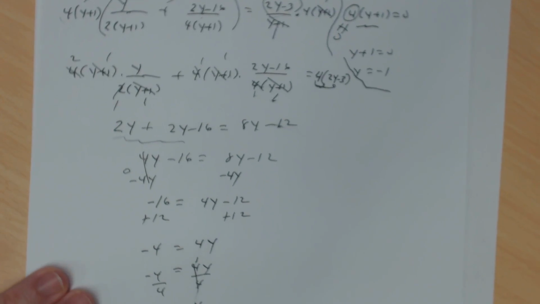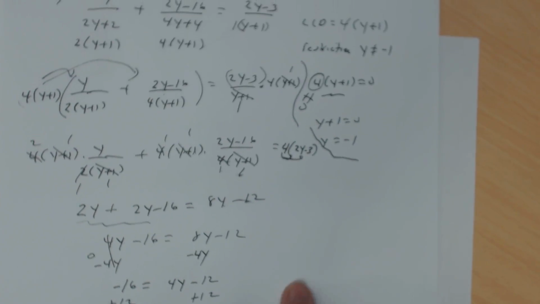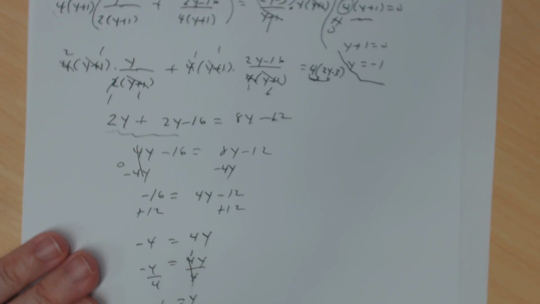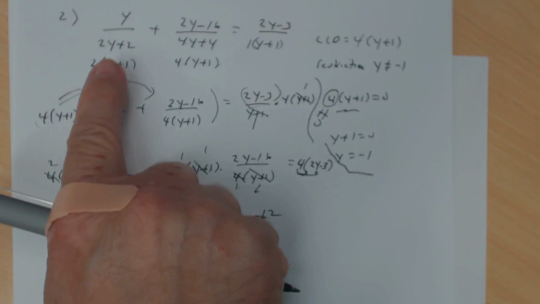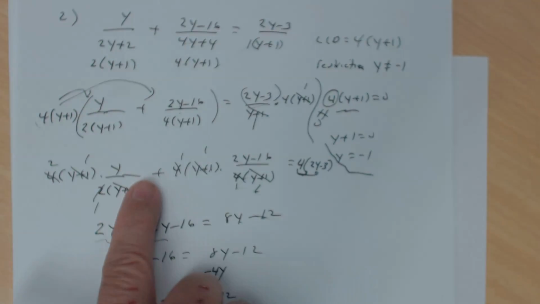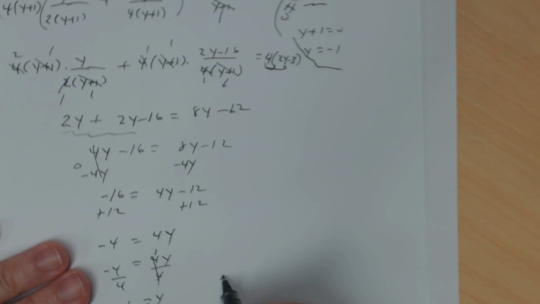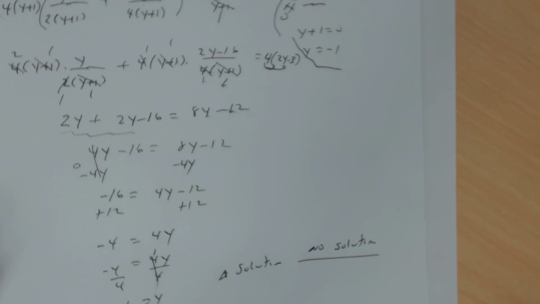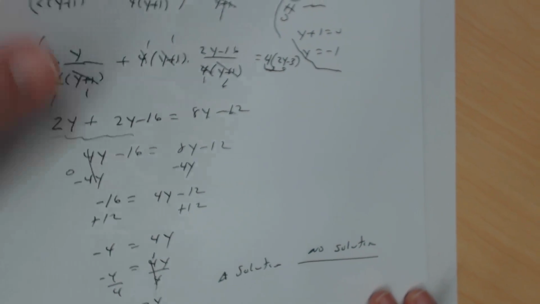So y equal negative 1, but you notice that y equal negative 1 is the restriction, because when I plug in negative 1 for y into these denominators, I get 0. So you're going to say the solution in the blank, you're going to say no solution. That's what you're going to say. No solution. Alright, now it's number 2.